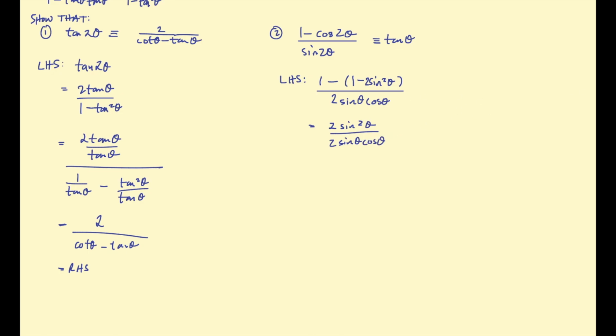And then you can do some cancelling. The 2's will cancel. The sine in the denominator will cancel with one of the sines in the numerator, and we're just left with sine theta over cosine theta, which is the right hand side.